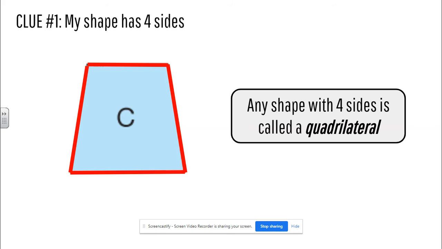So let's look at the clues that I gave you and let's discuss these. So shape C, the first clue was my shape has four sides, and you can see them right there. Okay? We could rotate this in any direction, but those sides would remain the same, and we call these quadrilaterals. Quad means four.